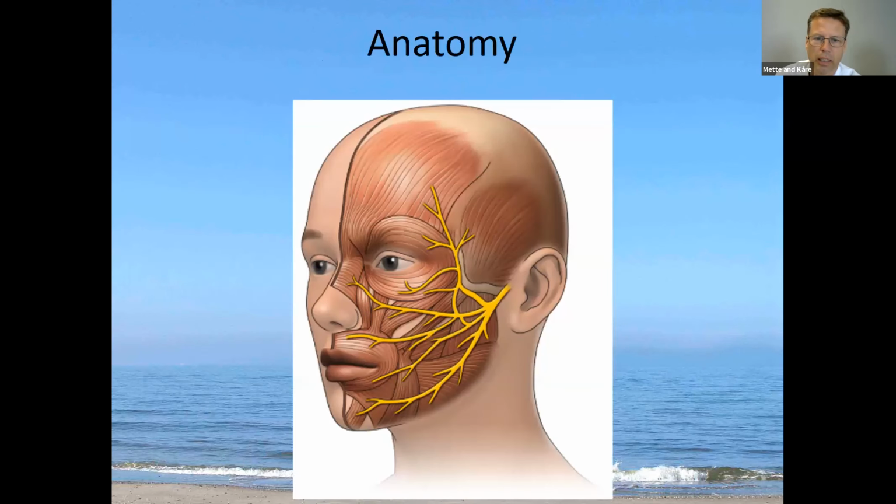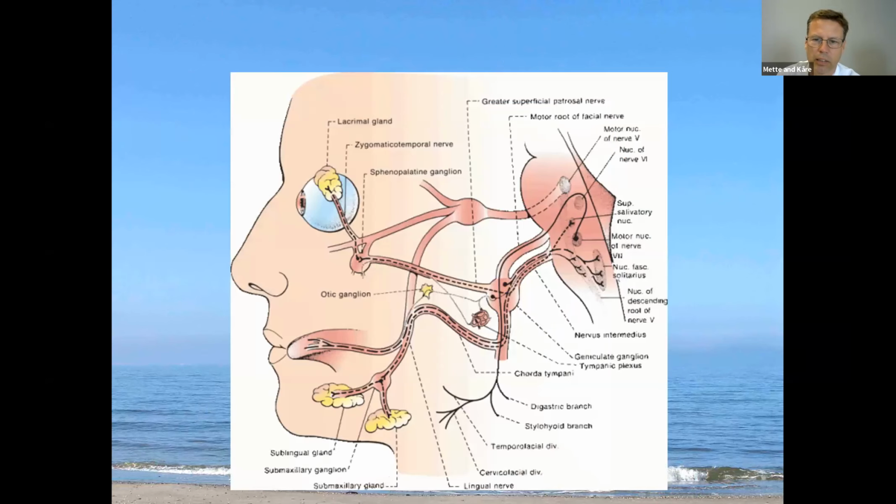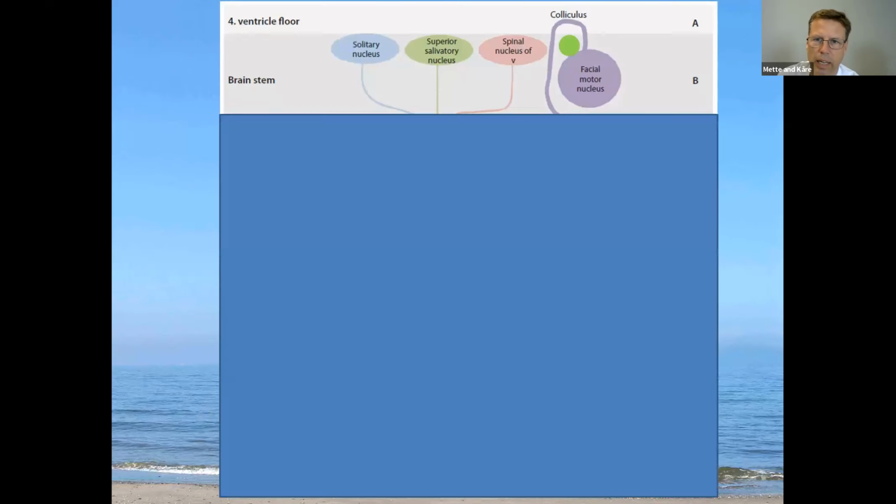Now, looking at the anatomy of the facial nerve, it seems pretty simple. It comes out at the stylomastoid foramen, and then it branches out to the muscles of the face. But is it really that simple? Not for neurosurgeons, I'm afraid. If you look at the anatomy of the facial nerve coming from the brainstem and out, it's a much more complicated thing to look at.